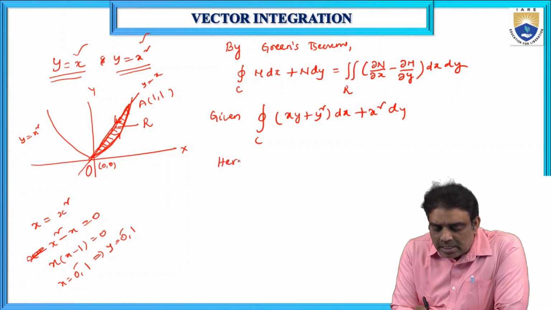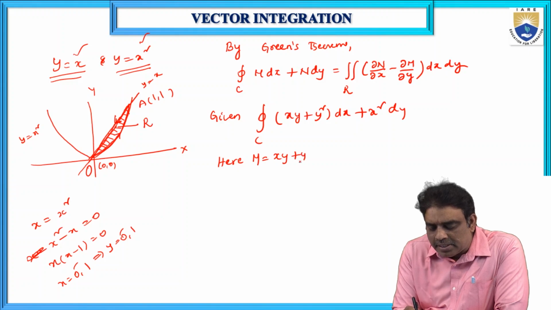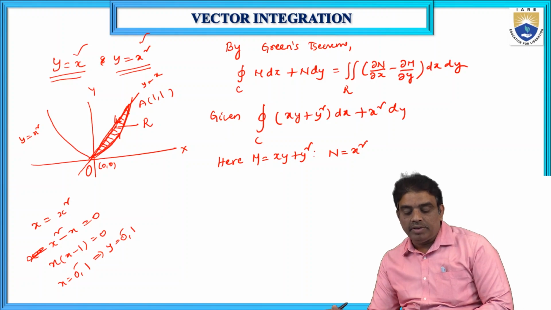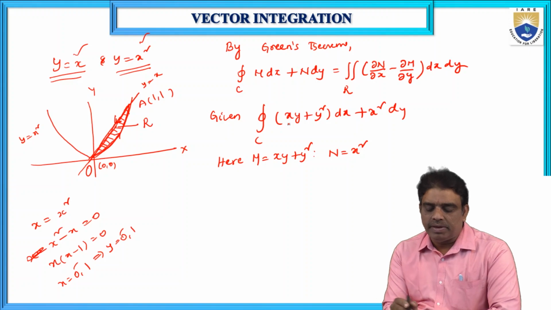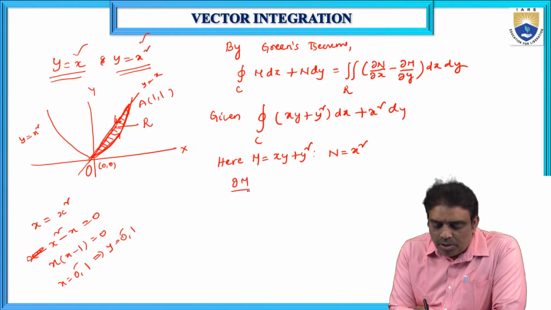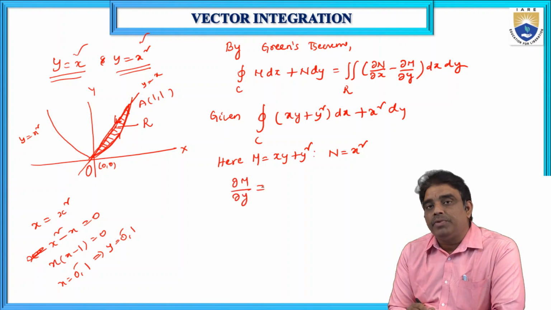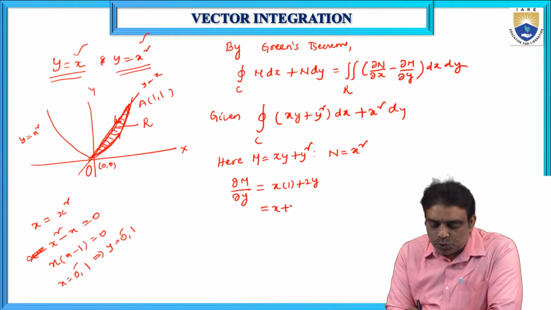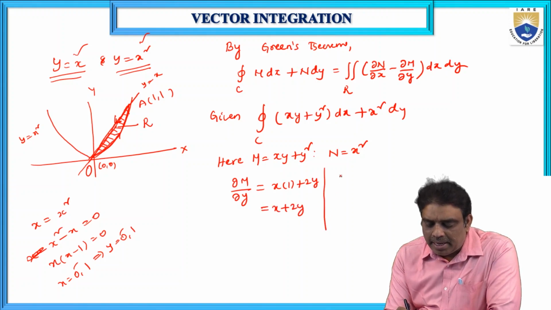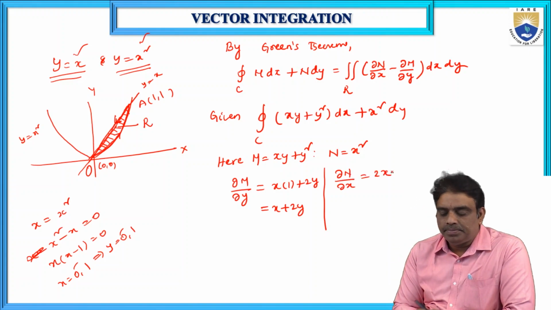Here what is the notation? M dx plus N dy. So what is M? It is xy plus y square, and N is equal to x square. So I will check the values once again. Then what is ∂M/∂y, the partial derivative of M with respect to y? This is x into 1, and 2y, that is x plus 2y. And similarly, ∂N/∂x is equal to 2x only.